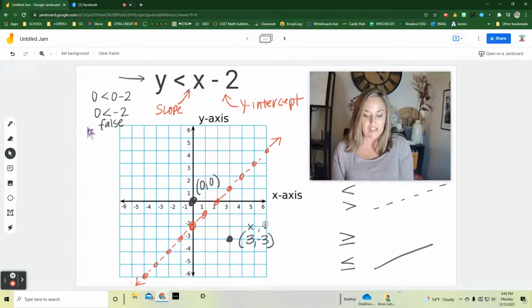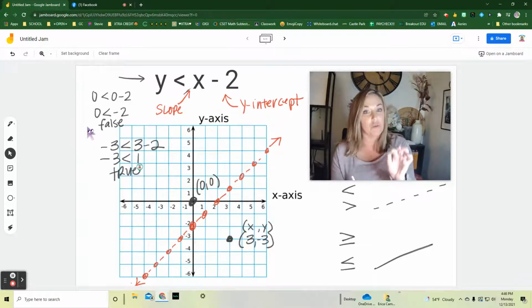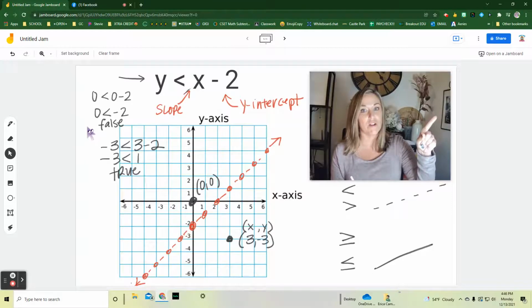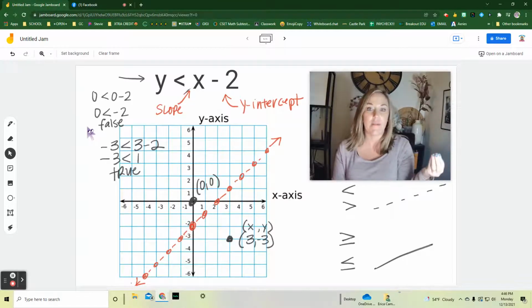Remember, our ordered pairs are x and y. So I'm going to plug in -3 for y and +3 for x. And let's see if we get a true statement. 3 minus 2 is 1. Is -3 less than 1? Yes, it is. And that worked beautifully because you should be able to pick one ordered pair on one side and plug it in, and it's going to give us a false statement.